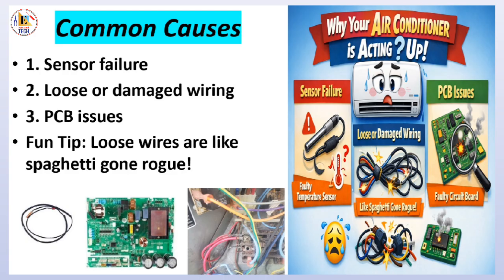Warning sign: common causes of E7 error. The most common reasons for the E7 error include: 1. Faulty or failed sensors. 2. Loose, damaged, or disconnected wiring. 3. Indoor or outdoor PCB issues.